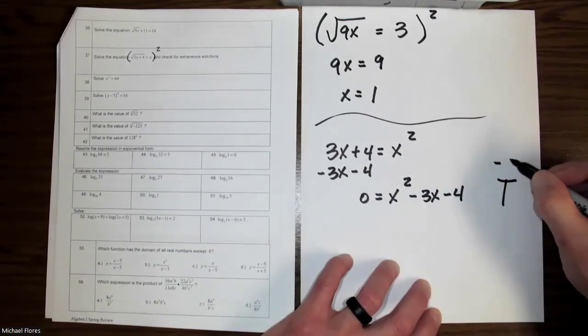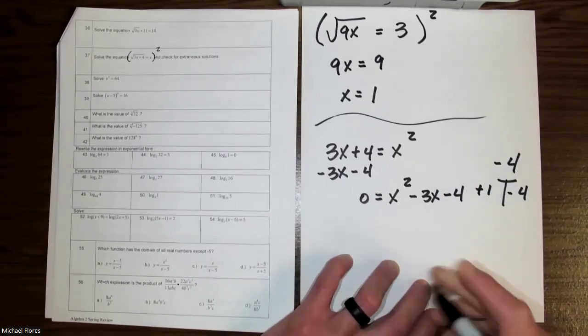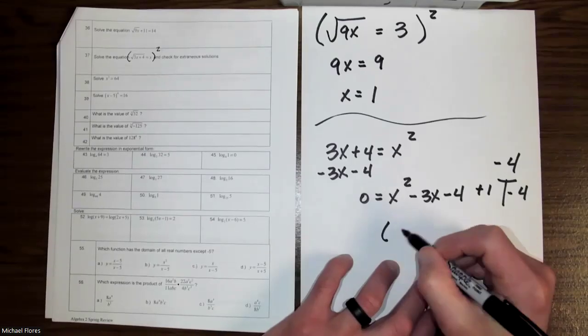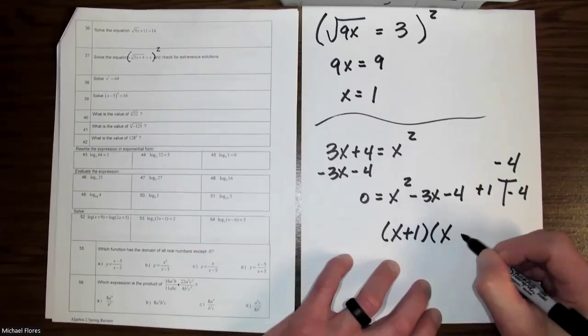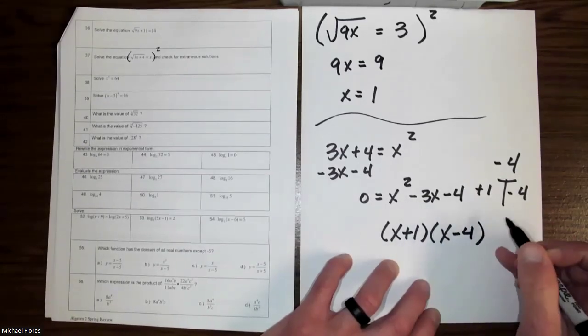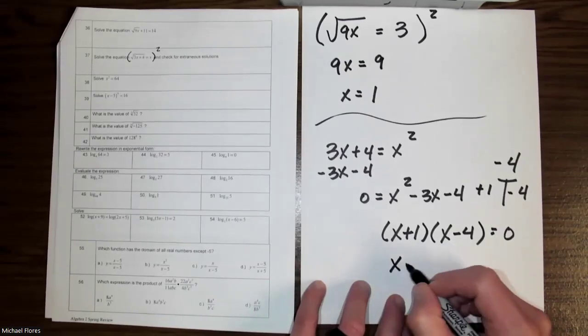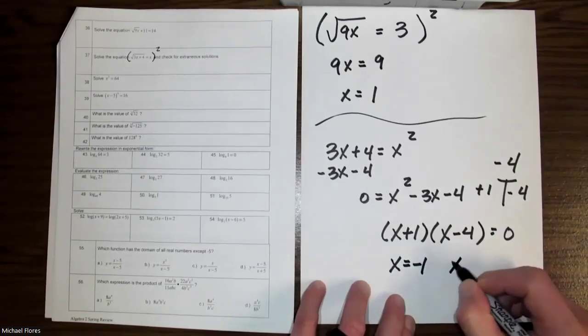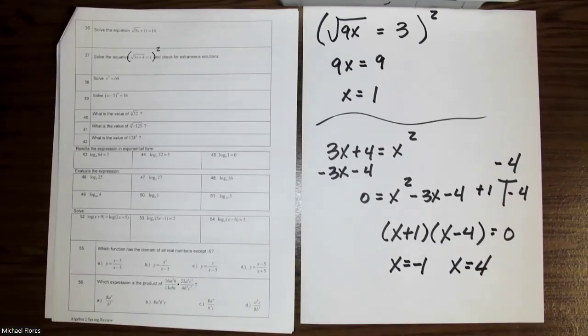Now we have a trinomial that we can factor. Since the leading coefficient is 1, I'm going to take the shortcut here, save ourselves some time. All right, now if you set each of these parentheses equal to 0 and solve, we're going to get x equals -1, and we're going to get x equals 4. Now it tells us to check for extraneous solutions.